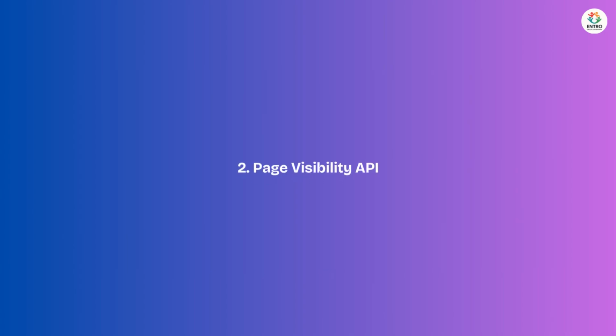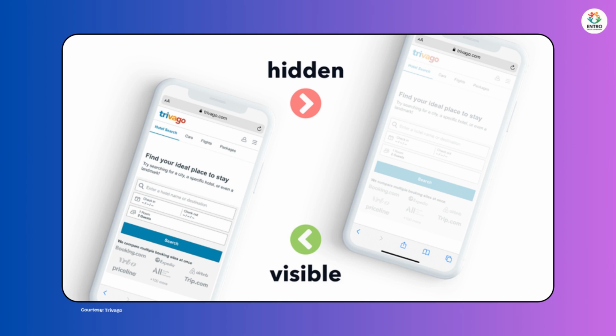Next, let's talk about the Page Visibility API. Have you ever wished your web application could know when a user switches tabs, minimizes their browser, or even just locks their screen? That's exactly what this API lets you do.